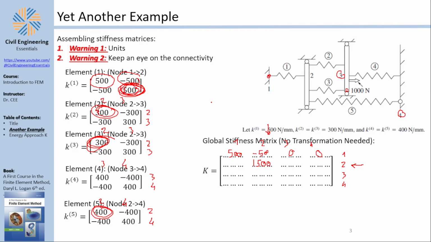What about 2 with 3? This doesn't have 2 with 3. This has 2 with 3 and it's negative 300. This has 2 with 3 and is negative 300. And that's it. So negative 600, I think.